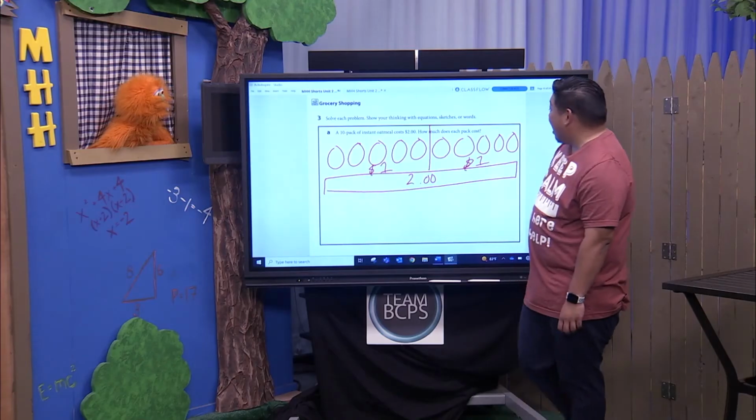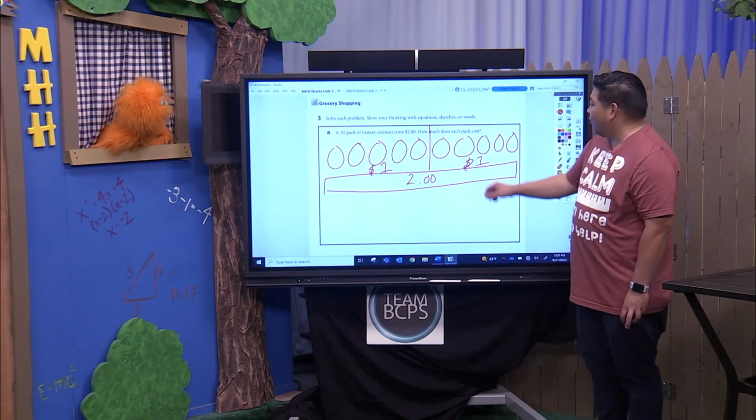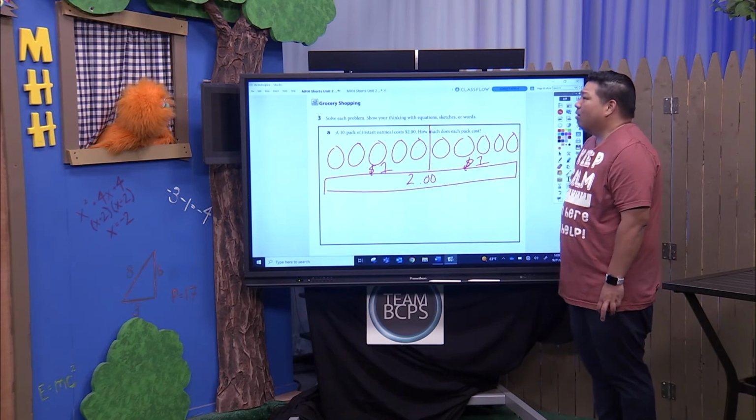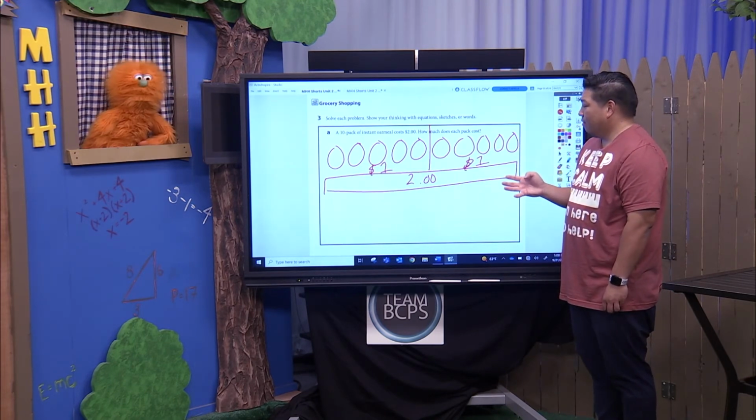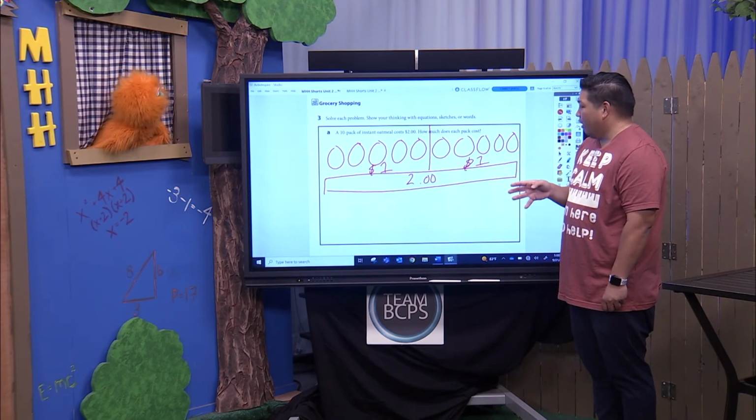So if we take $1 now and we split it up into 5 equal parts, well, I know $1 split up into 4 equal parts is 25 cents. Right. So it's probably going to be around there. What else do you think?